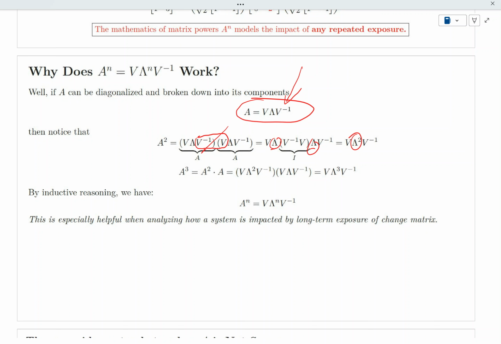And the idea continues, right? If you have the square and you multiply by yet another matrix A, notice how V inverse and V cancel each other out again, and it becomes lambda to the cube. And this is why this relationship works, why you can take a power using only the power of the eigenvalues.